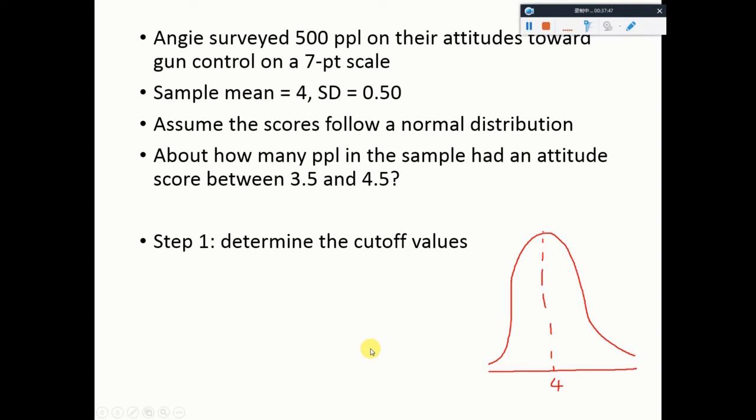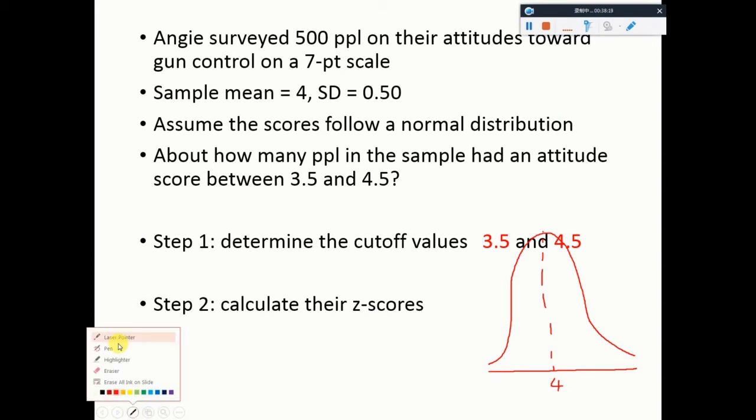What do you think? Where should they be? You should already see that 3.5 should be around here, and 4.5 should be around here. But to be more precise, we'll need to calculate their z scores, the z values corresponding to 3.5 and 4.5. Should be easy. If we recall, the z value equals the target value minus the mean, divided by the standard deviation.